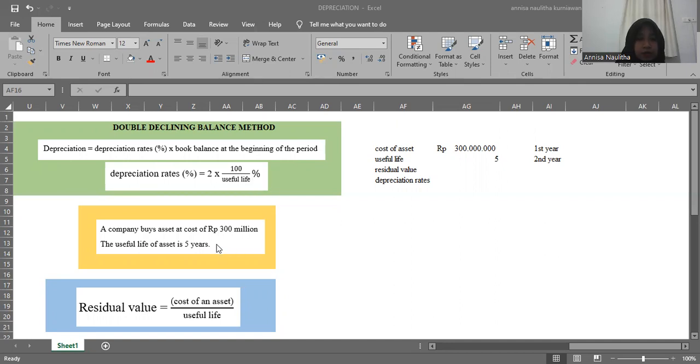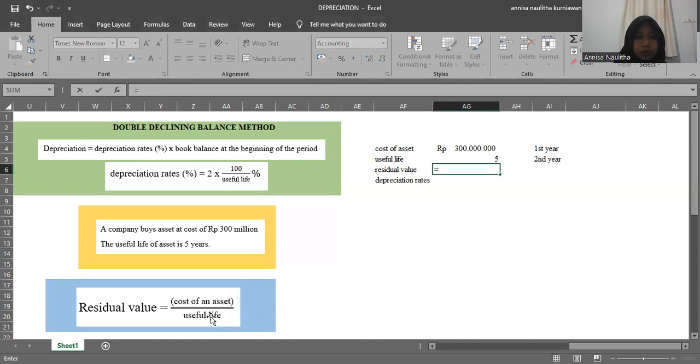And here the example. A company buys an asset at cost 300 million rupees and the useful life of the asset is 5 years. So we have cost of asset 300 million rupees and the useful life is 5 years. And we need to find the residual value with this formula: cost of an asset per useful life. So the residual value is 60 million rupees.